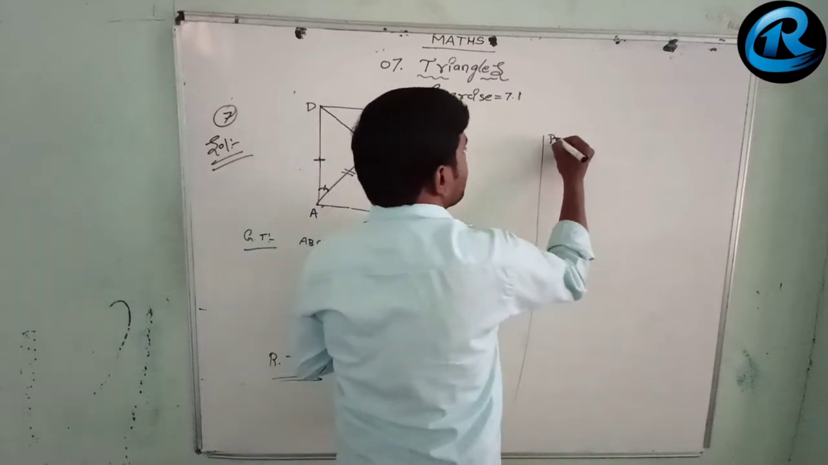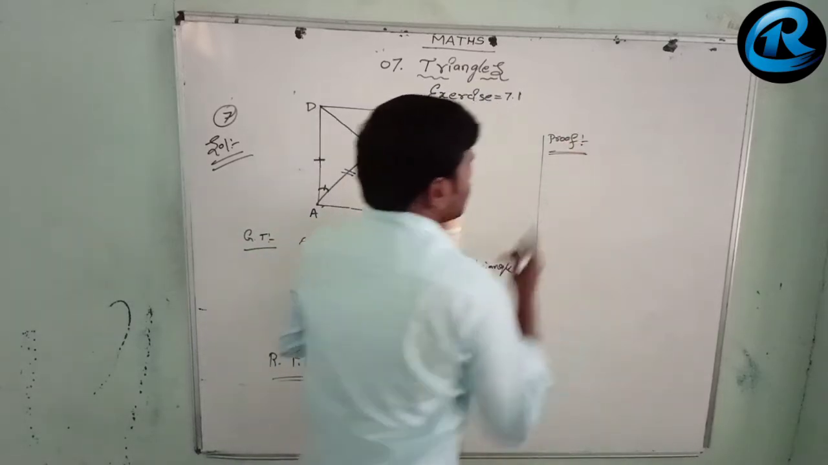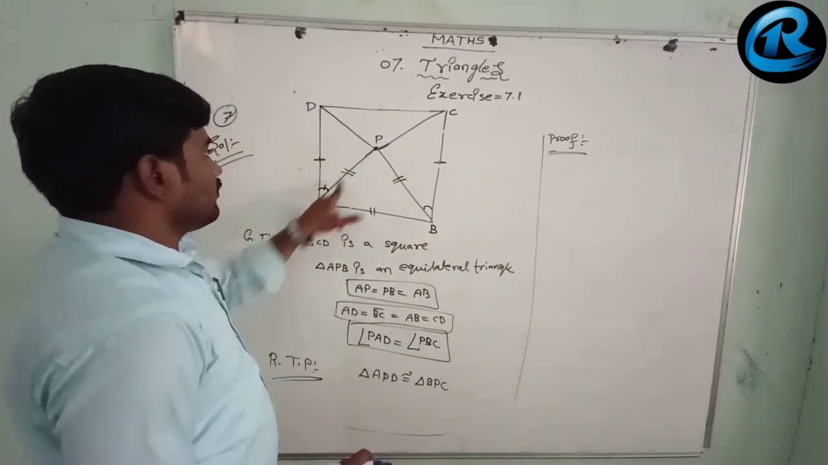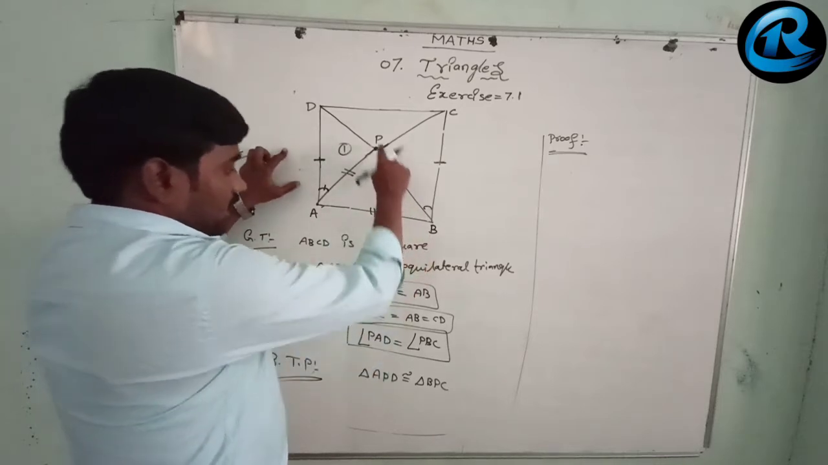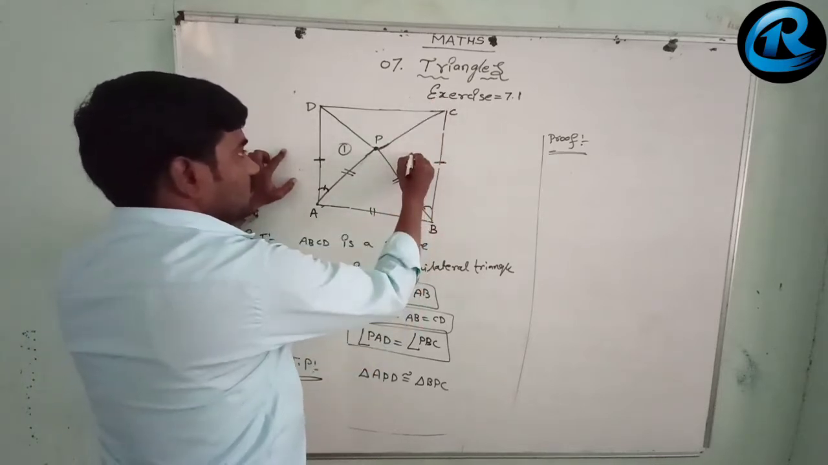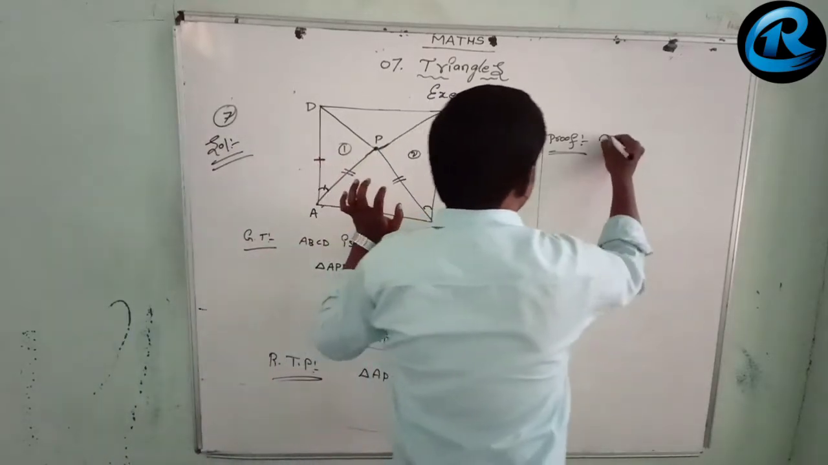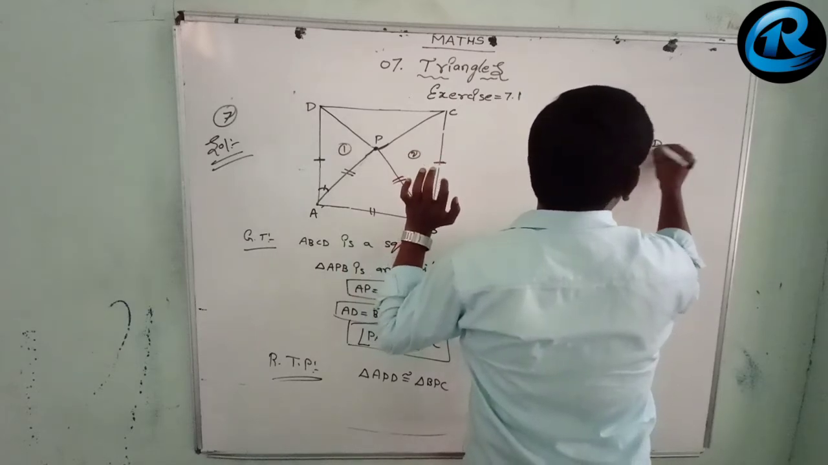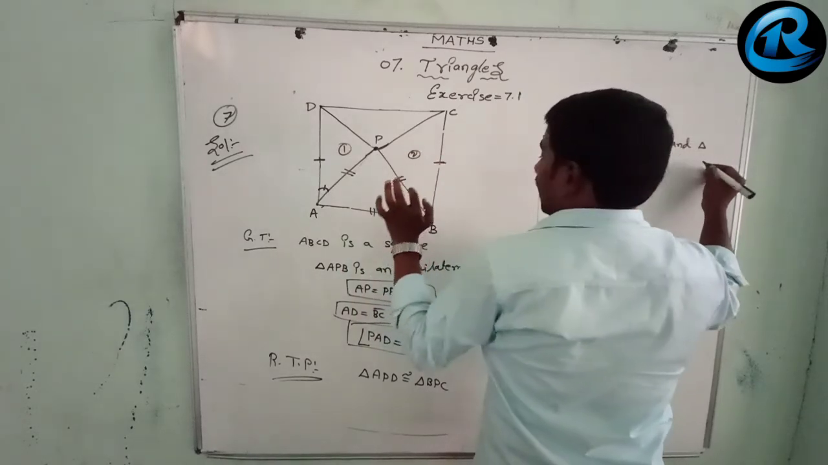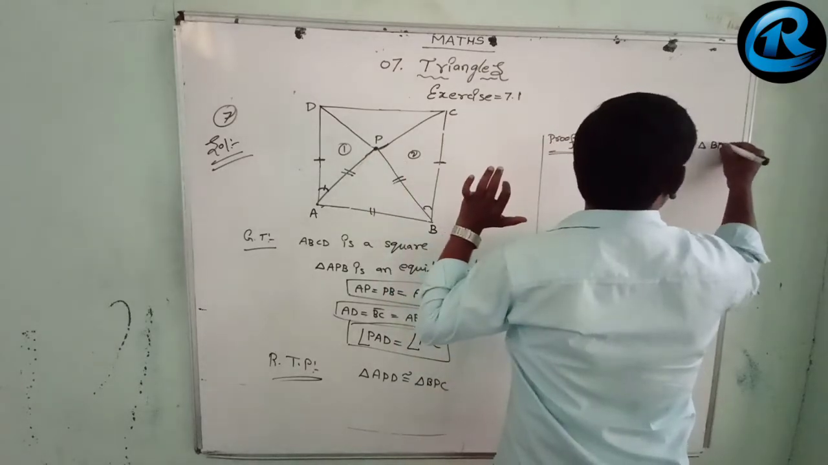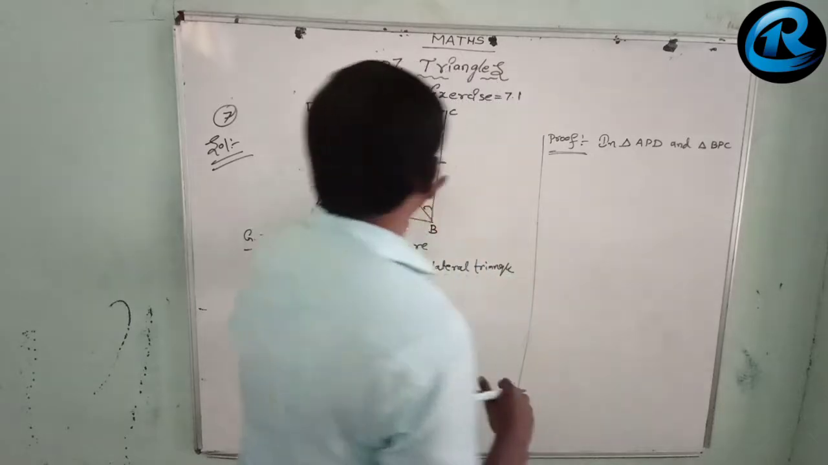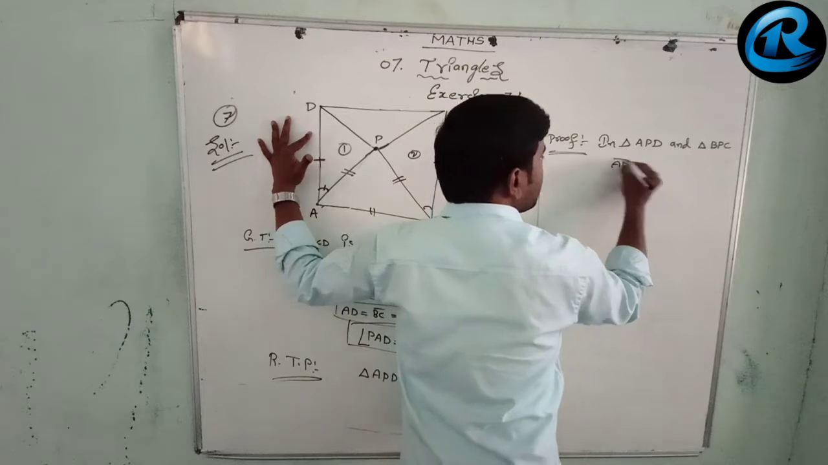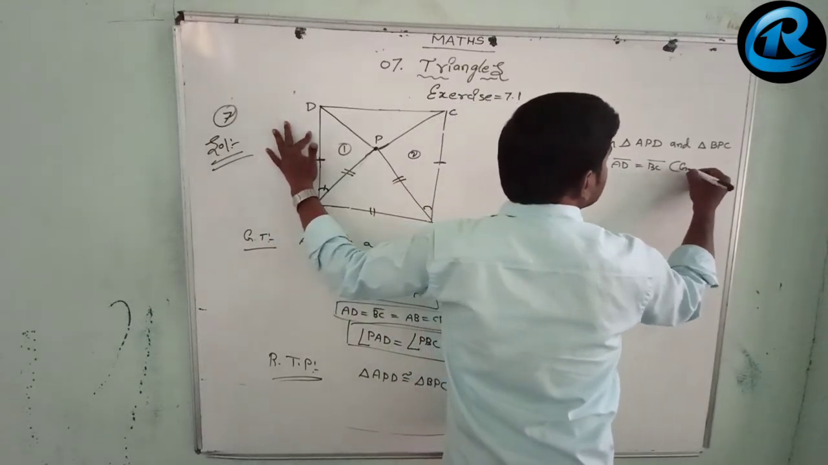Okay, let's go for the proof now. So let us take triangle APD, the first triangle, and triangle BPC, the second triangle. Now in triangles APD and BPC, let us see that here AD is equal to BC. AD equal to BC, given sides.